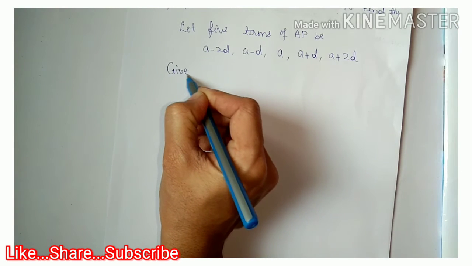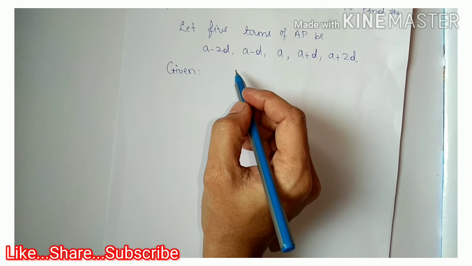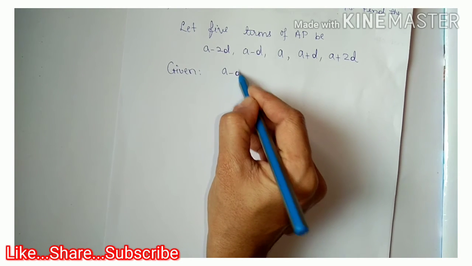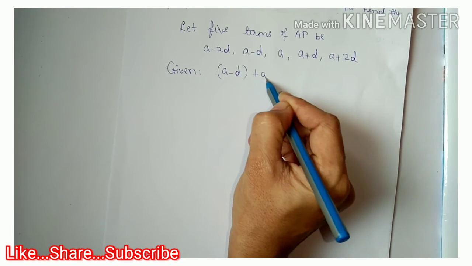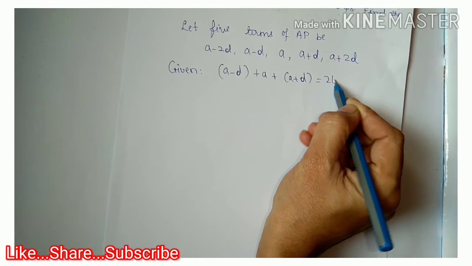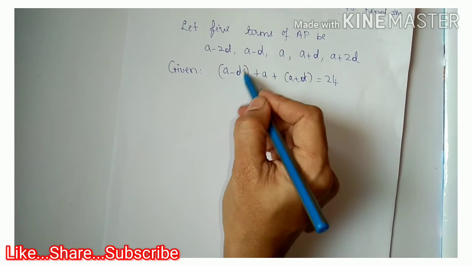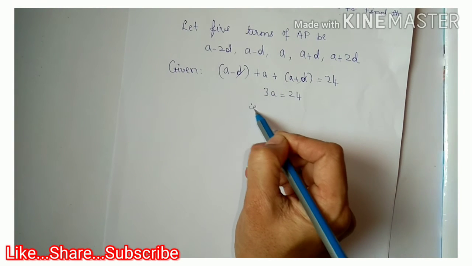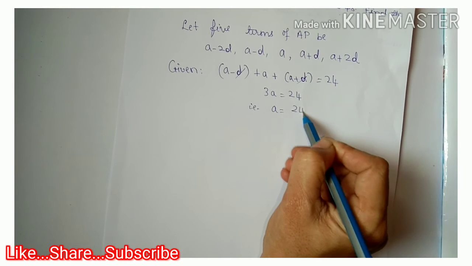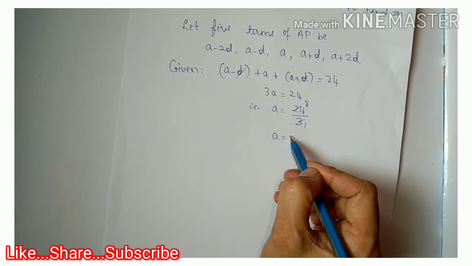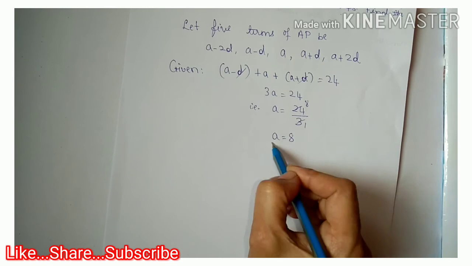Given the sum of the 3 middle terms is 24. Sum of the 3 middle terms: A minus D plus A plus A plus D is 24. 3A is equal to 24. That is A is equal to 24 by 3. A is equal to 8.